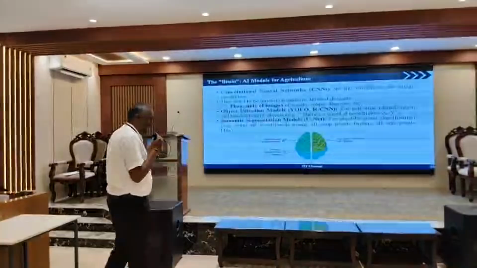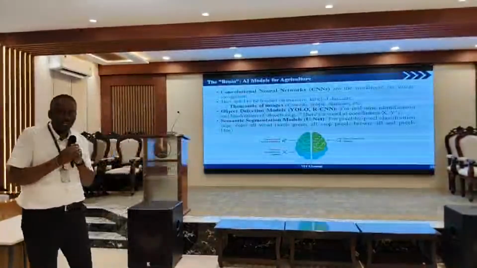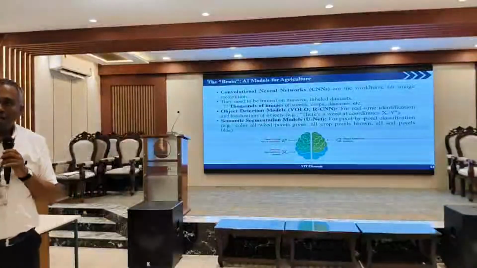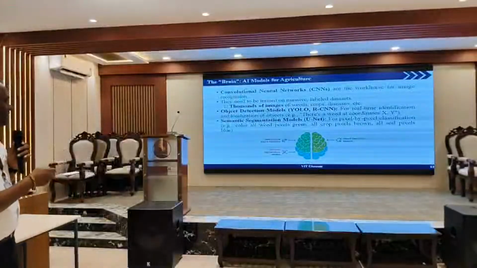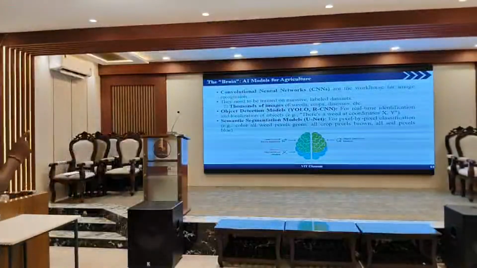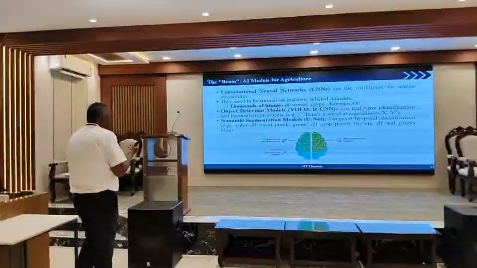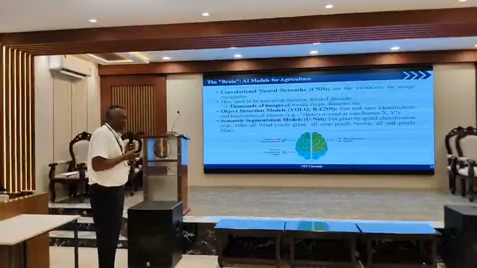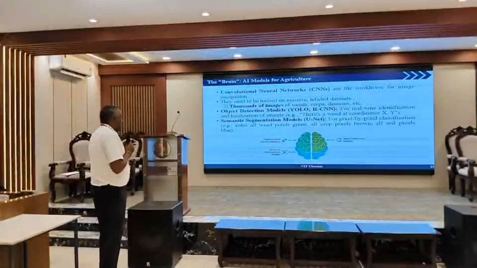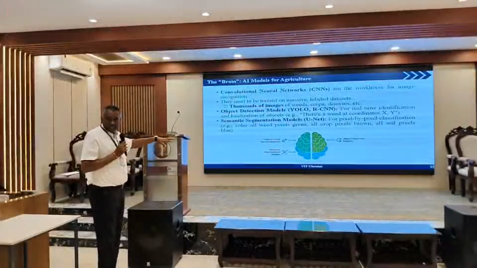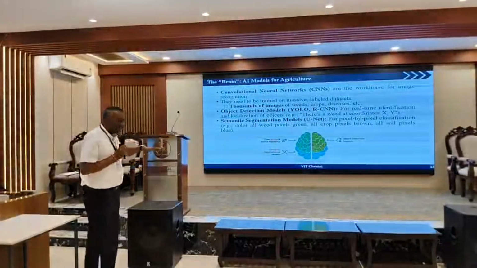Now I will cover the neural networks, and after that I don't want to take too much time, since they were already addressed by the previous resource person. CNN, object detection models, and semantic segmentation models are the three most familiar models used in agriculture. I am not very familiar with this area, but we try to apply them to our use cases.